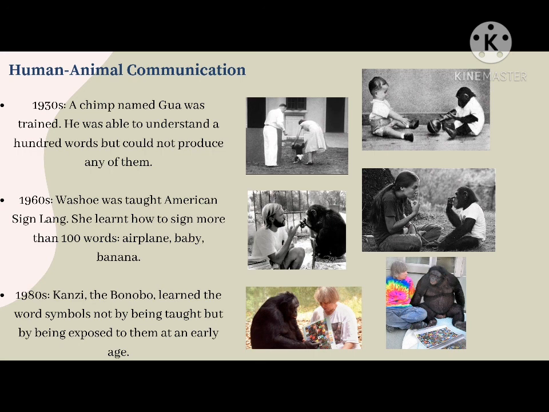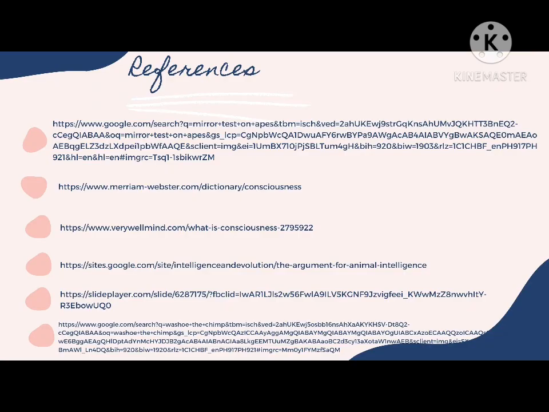Therefore, either in human or animal communication, language serves as a type of communication system that can be observed in a variety of different situations and can take different forms. That ends our report on animal consciousness and experiments on languages in animals.